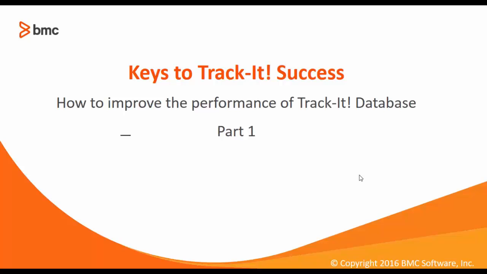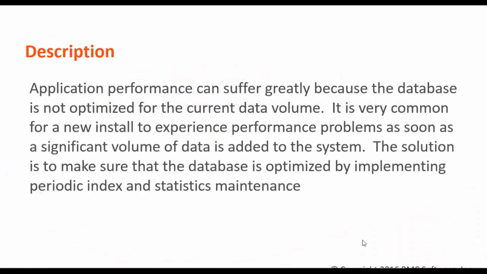This video is a part of the Keys to Track It Success series, and in this video I'm going to talk about how to improve the performance of the Track It database. This is part 1. The performance of the application can suffer because the database is not optimized for the current data volume. It's very common for a new installation to experience performance problems as soon as a significant volume of data is added to the system. The solution is to optimize the database by implementing periodic index fragmentation and statistics maintenance plans on the database.